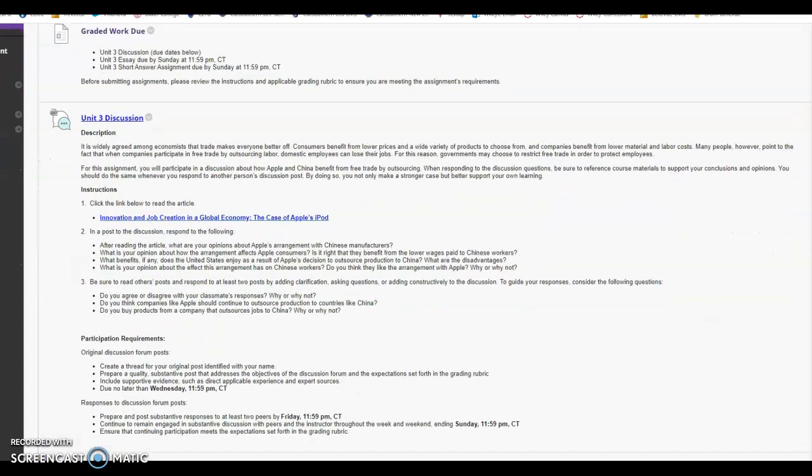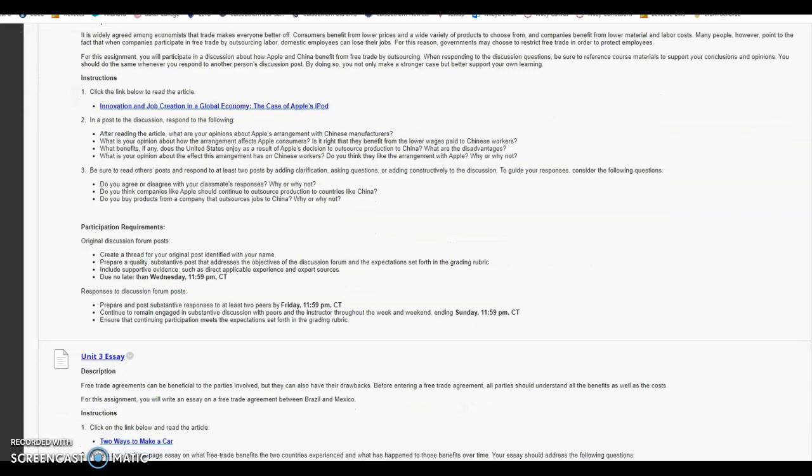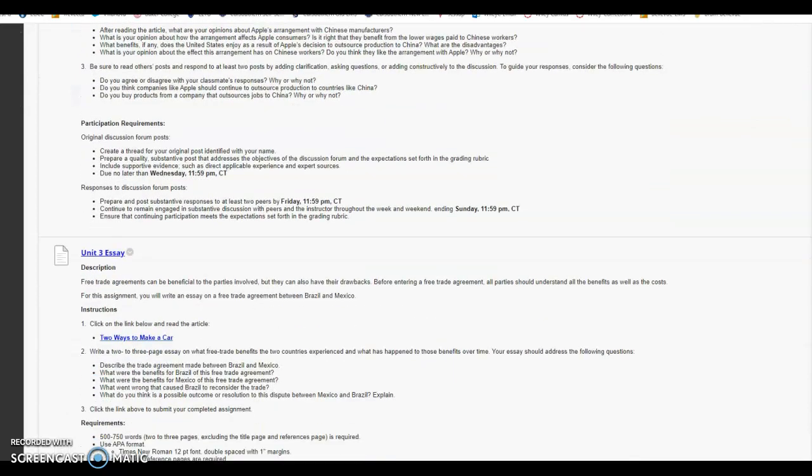For the discussion board, the initial post is due on Wednesday, so definitely please post on that. I'm going to post my post on there real quick after this lecture is done, and you can definitely follow my suit on that. Post before Wednesday and respond to others before Friday at midnight, and keep the conversation going until Sunday.